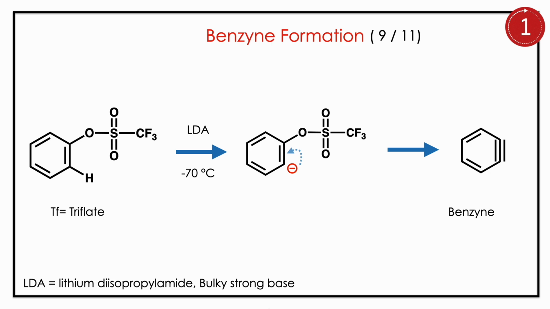Then the next example: you have benzene with a very good leaving group, which is triflate. Triflate stabilizes itself and leaves quickly. If you use LDA, LDA is a strong base, lithium diisopropylamide. If you use LDA, LDA abstracts the hydrogen and you have an anion. The anion is near the leaving group, which means you have benzyne formation.